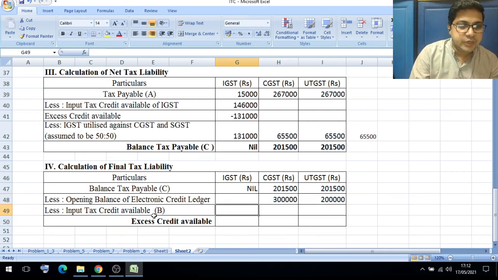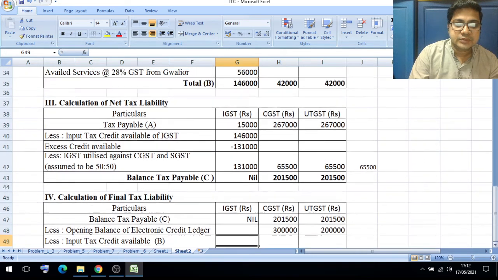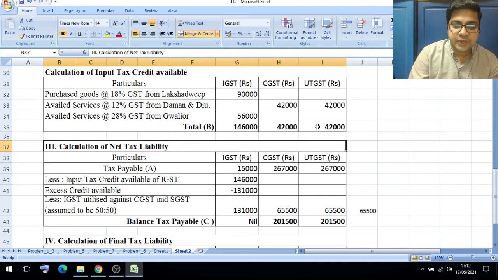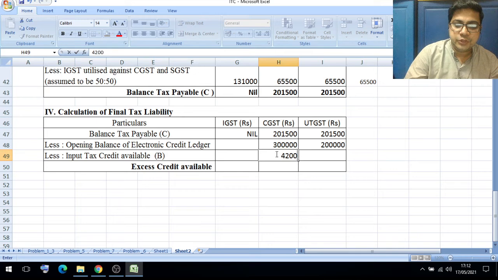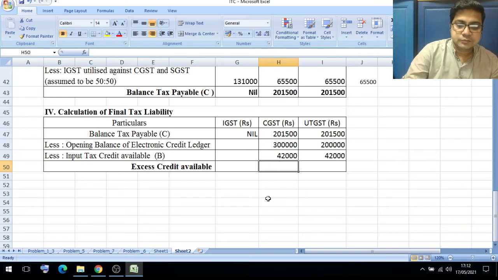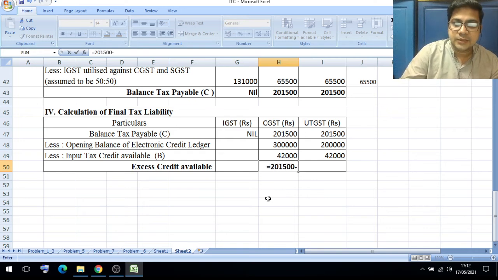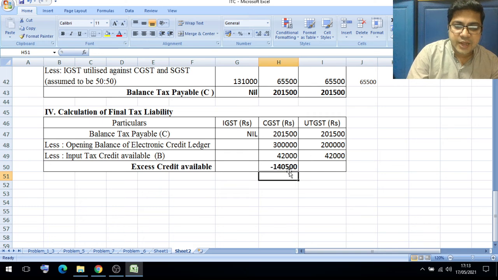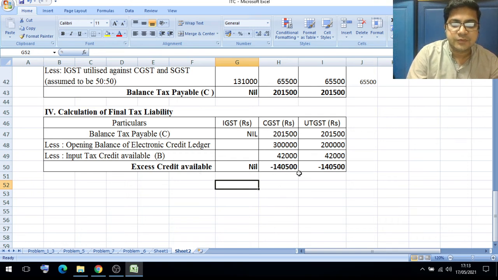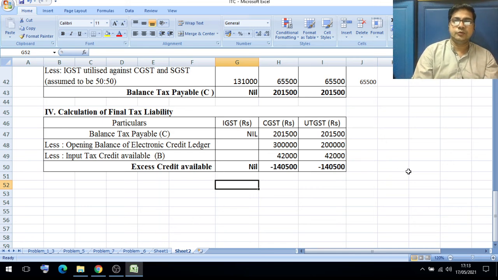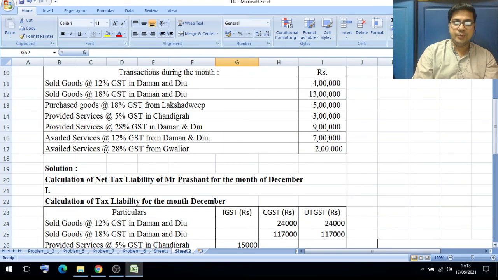After that, input tax credit available. Now input tax credit available for CGST and SGST is 42,000 each, that we have to deduct. Here 42,000 and UTGST also 42,000. Now the rest of the balance we have to find out. How will we find it out? 2,01,500 minus 3 lakhs minus 42,000. The rest of the value is 1,40,500. In the same way, the same amount will come, 1,40,500, and this particular value is nil. So excess credit available is CGST 1,40,500, UTGST 1,40,500.